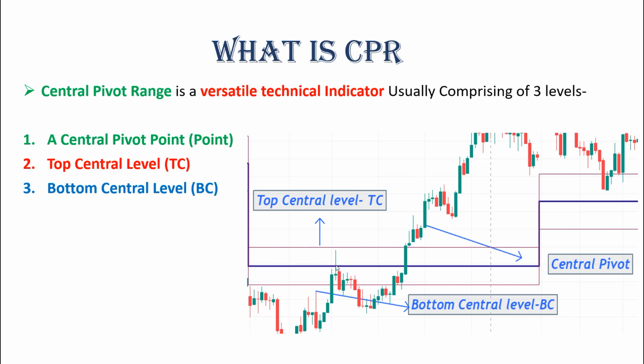So here we can see that this is called the CPR. There are three levels mainly. The first, the bold line, is called the pivot point, that is the central pivot point. The top level is called TC, top central level. Below there is one line, this is called BC, bottom central level. So these are the main three levels for the CPR.